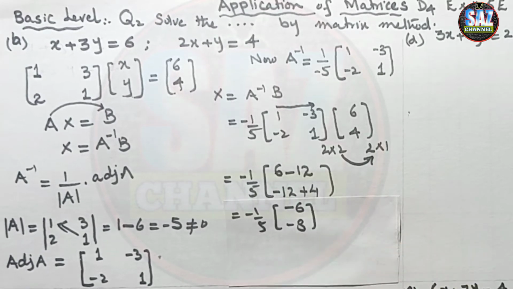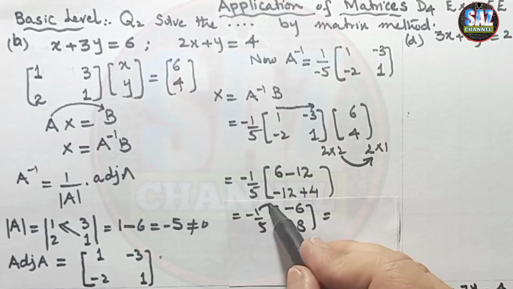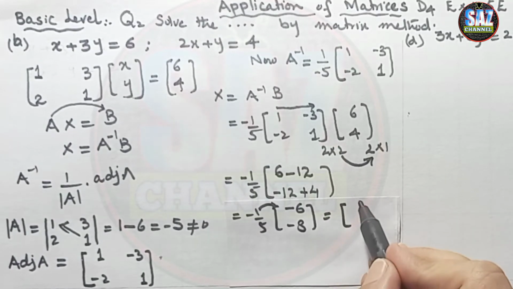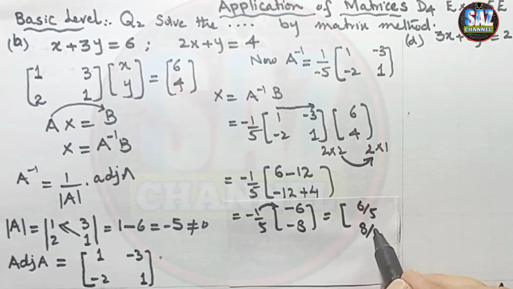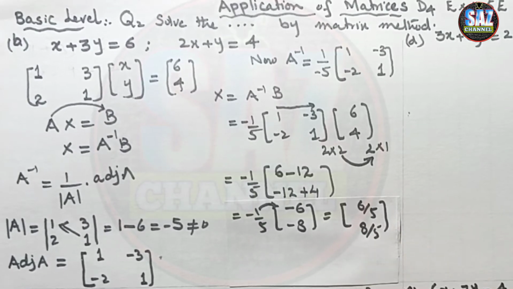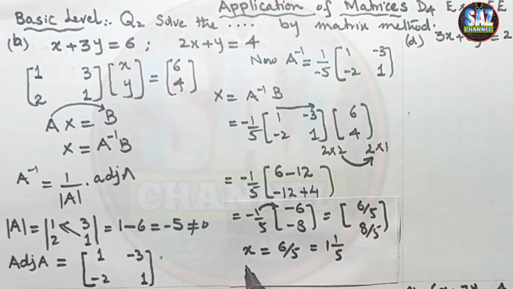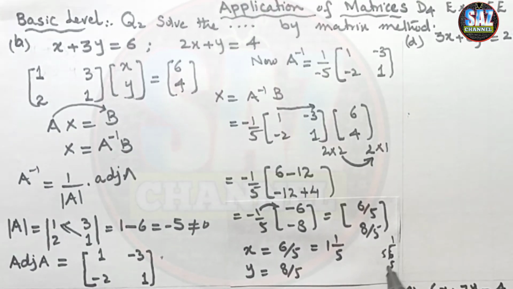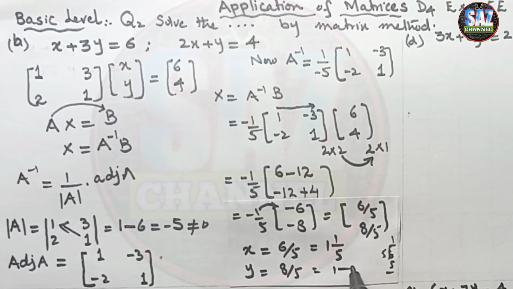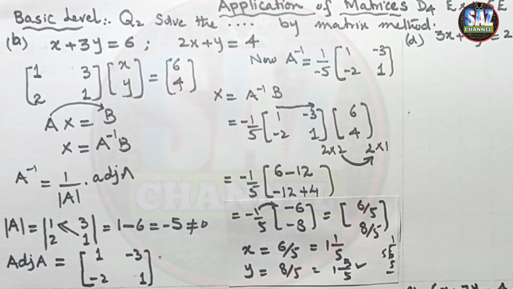Now take this minus 1 by 5 inside the bracket, and this equation will take the form 6 by 5 and 8 by 5, as the numerators are larger than the denominators. So the value of x equals 6 by 5, or 1 whole 1 by 5, and y will have the value 8 by 5. 8 I can divide over here: 5 ones are 5 and 3, so 1 whole 3 by 5. I hope you are clear about this question. And let's move to the second part.